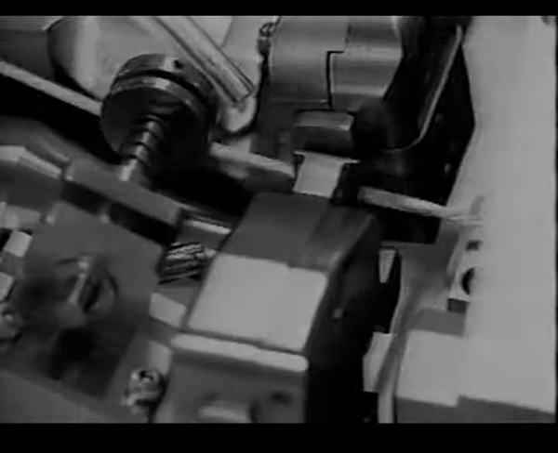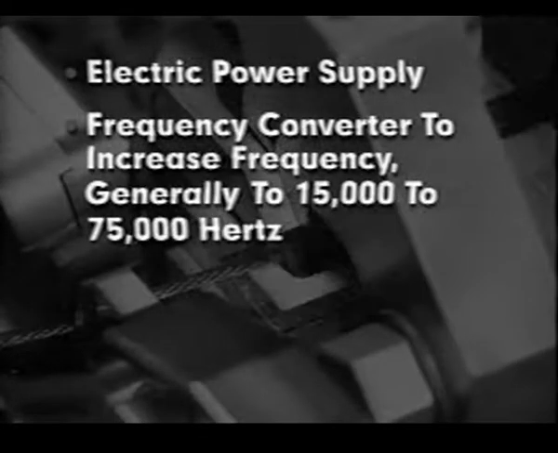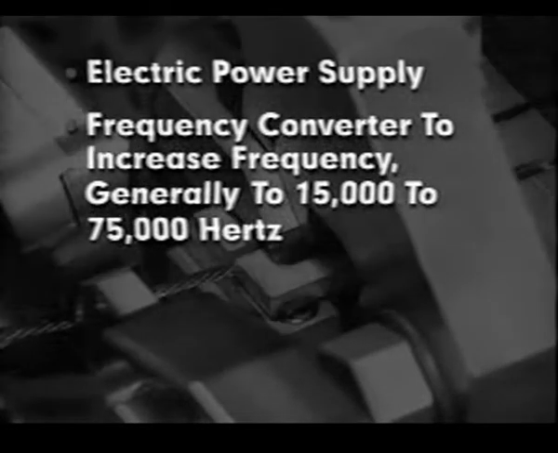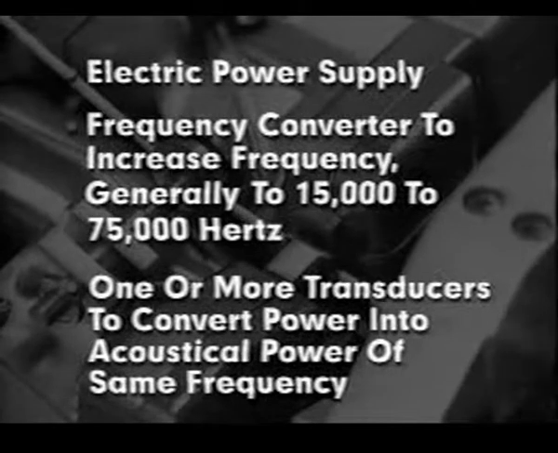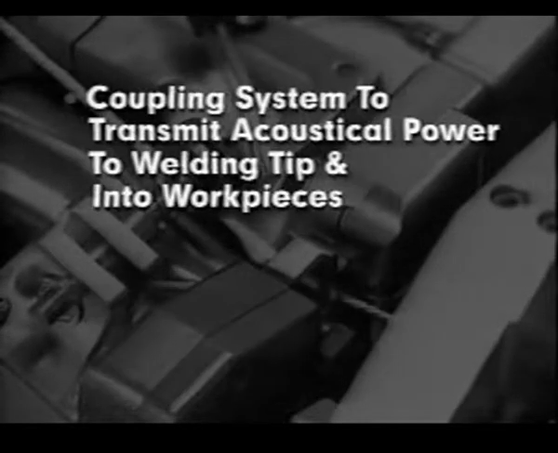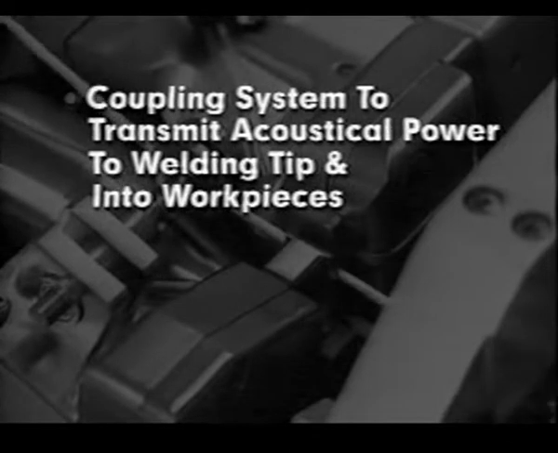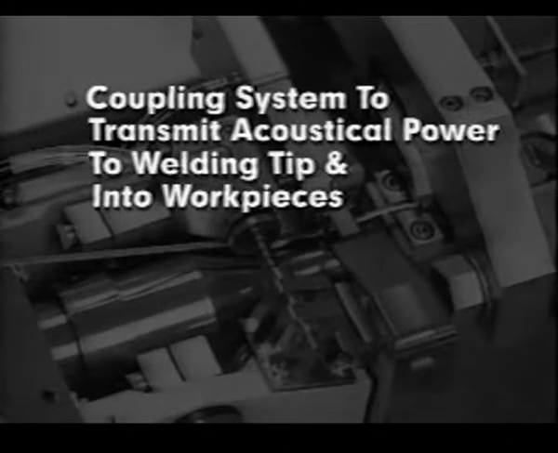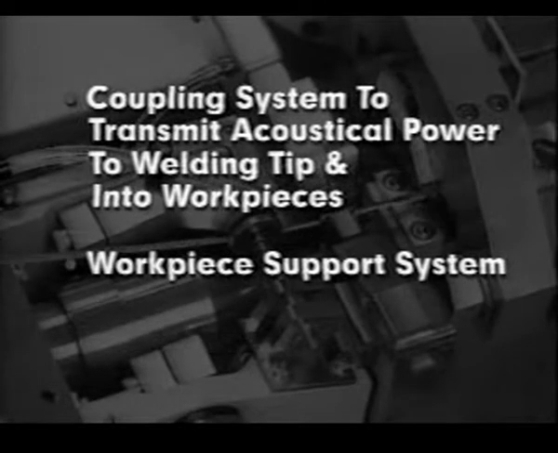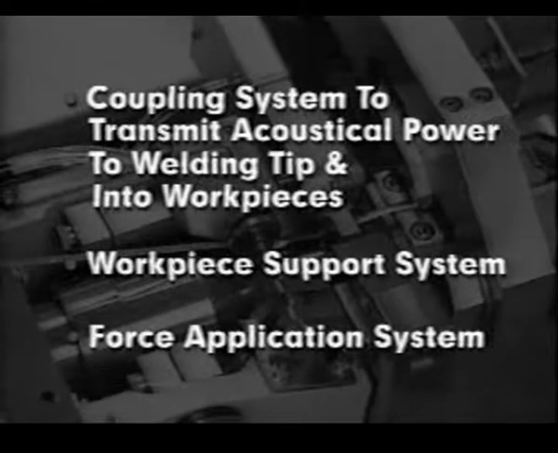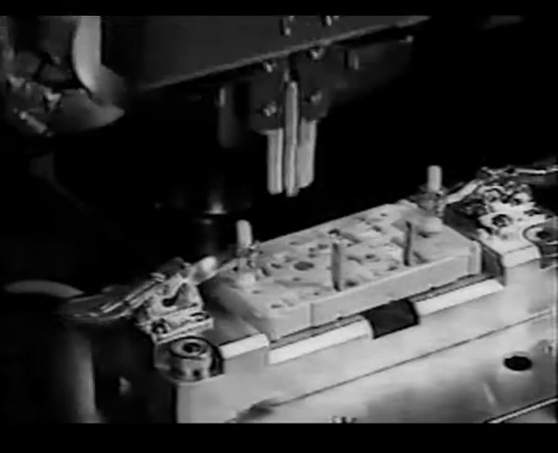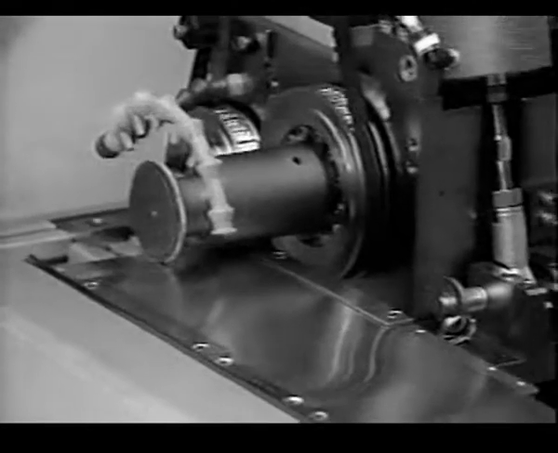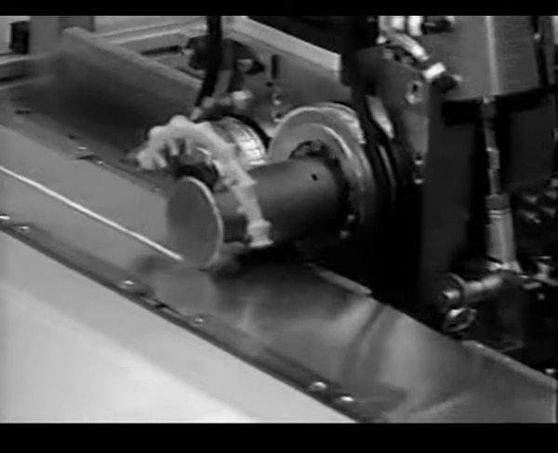Basic equipment includes an electric power supply, a frequency converter to increase line frequency to generally 15,000 to 75,000 hertz, one or more transducers to convert that power into acoustical power of the same frequency, a coupling system to transmit the acoustical power to the welding tip and into the workpieces, a workpiece support system, and a force application system. Ultrasonic welding typically requires at least one of the workpieces to be thin. The usual welds are spot welds and straight or circular seam welds.